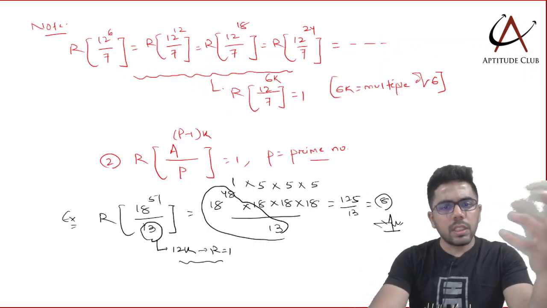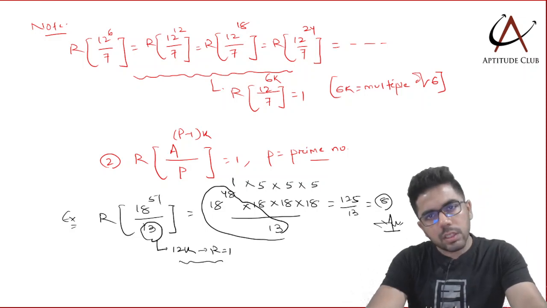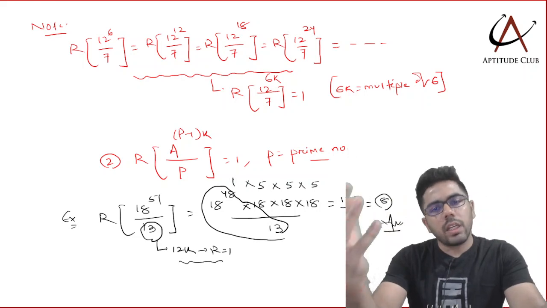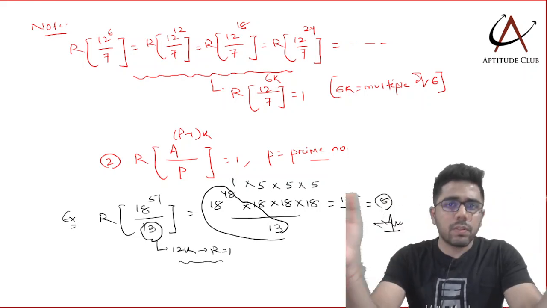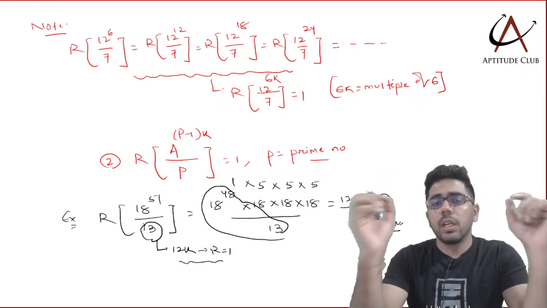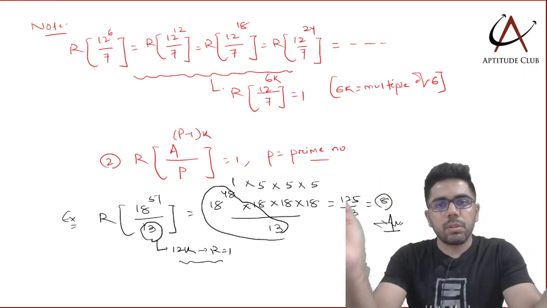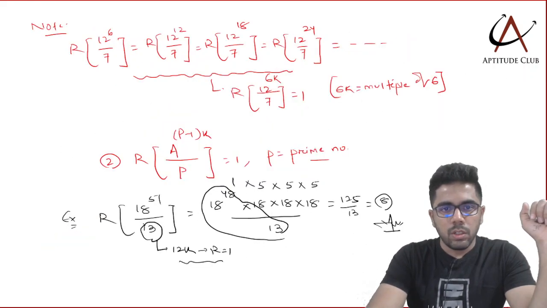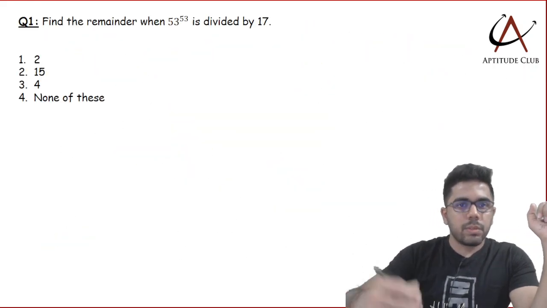Okay, very easy questions. And think about this: if such questions come in the exam, how much time should you take? No more than 30 seconds. There is just one principle, and you can solve them easily. Just understand the principle of remainders in a proper way. Then the game becomes extremely simple. All right. Let us see a few questions.